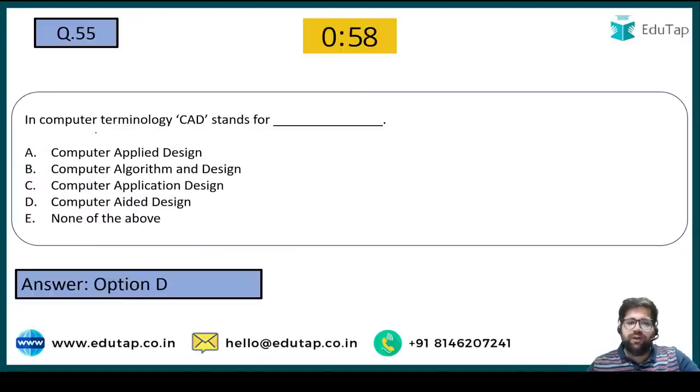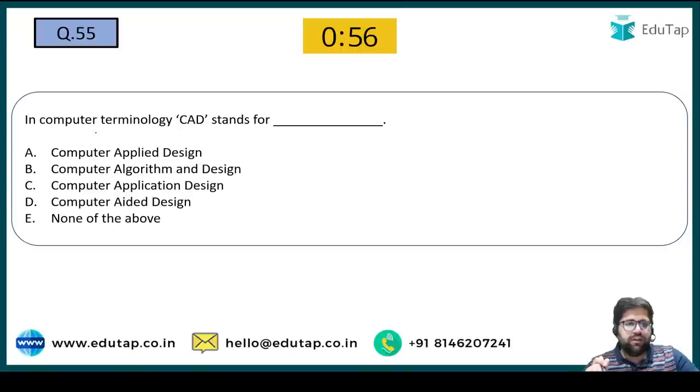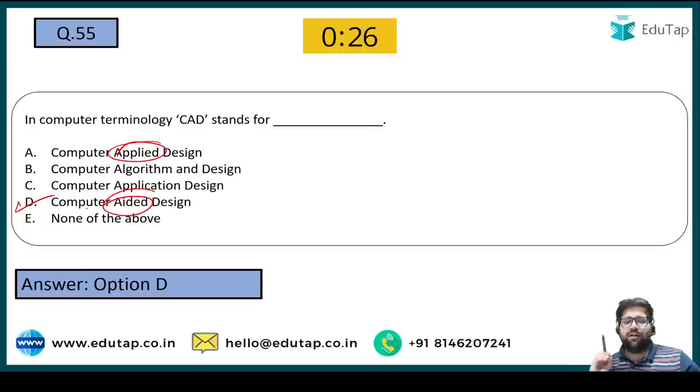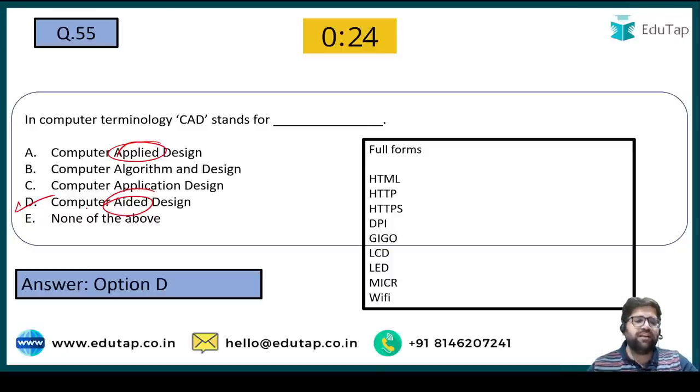55. Now we are again moving to the shortcuts part. Let me see who gives me the right answer of question number 55. CAD. This is not current account deficit for all the economics students. Yes, it will be D. There is a difference between applied and aided. Do not get yourself confused. It's a computer aided device.